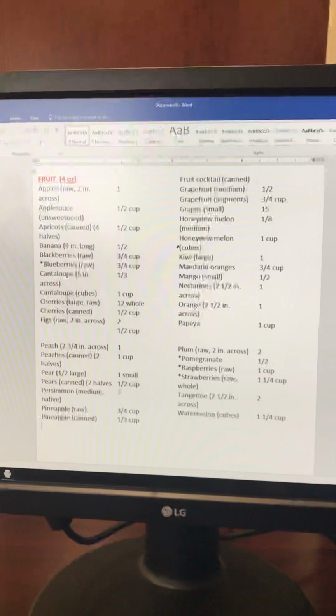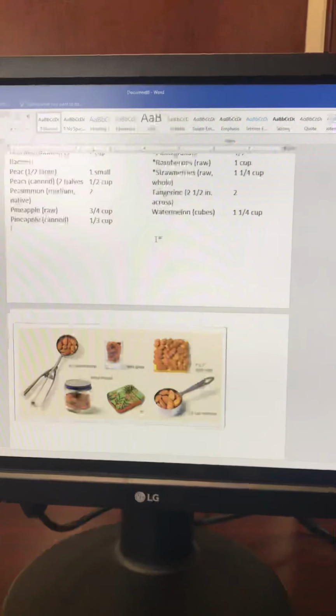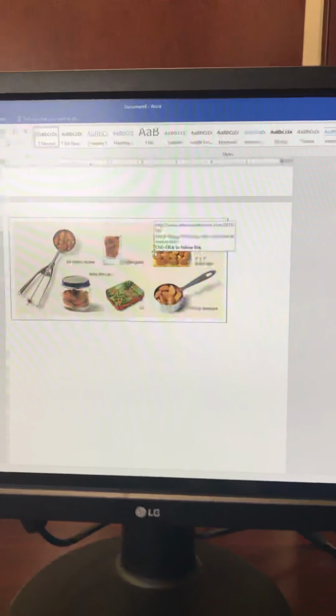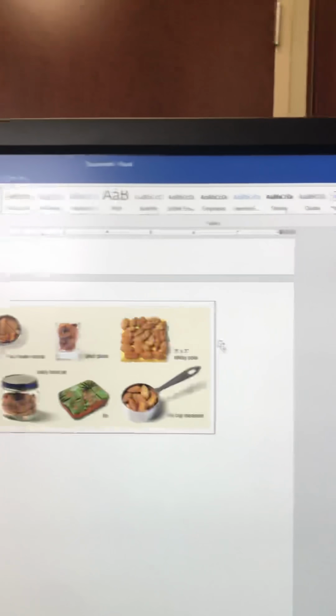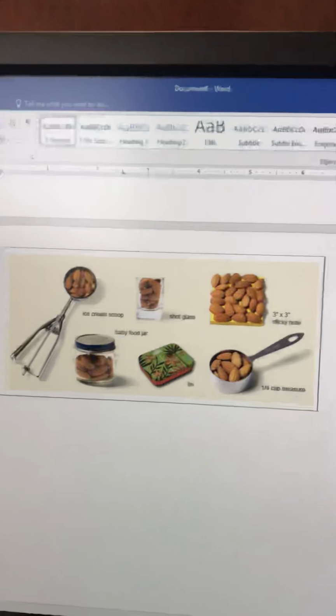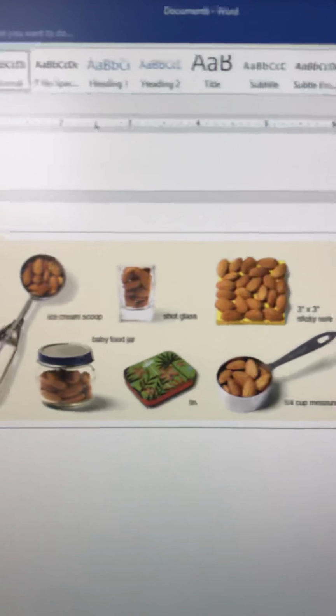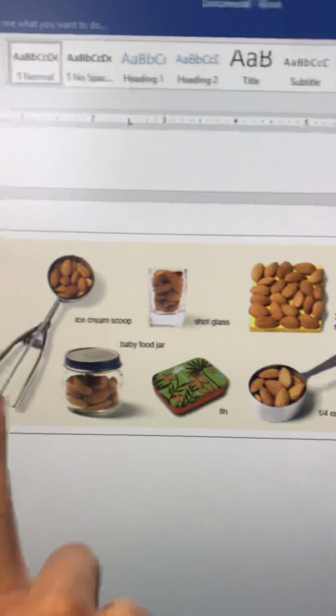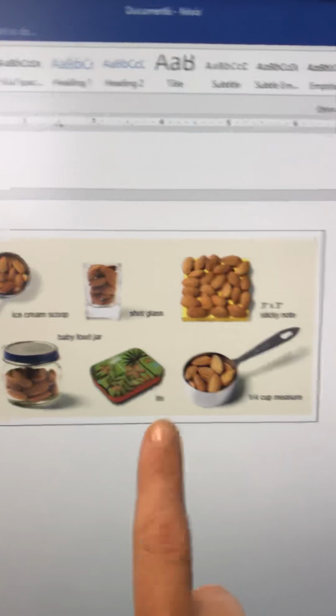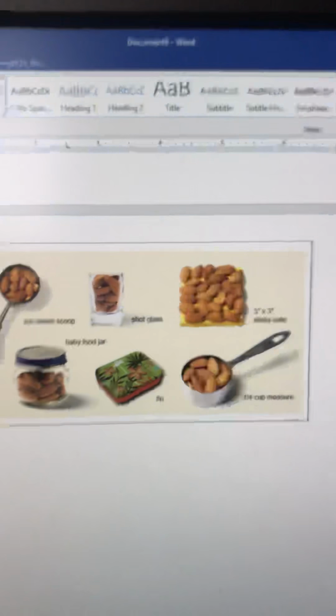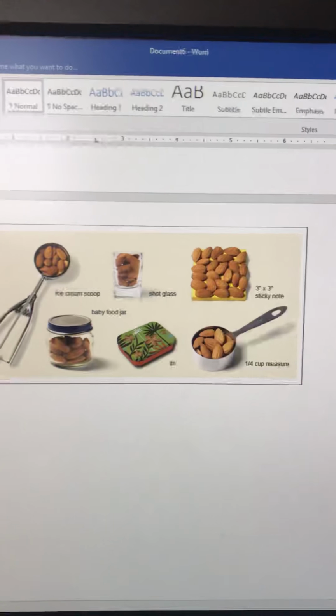Now I want to show you your snacks. You've got nuts, and it's an ounce. This is approximately what an ounce looks like. So if you notice, you've got a 1/4 cup measuring cup, about an ice cream scoop. You can see that here. Or this is a sticky note pad. What covers that sticky note pad? That's approximately an ounce portion.